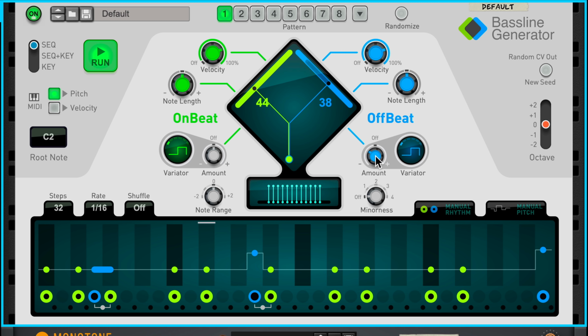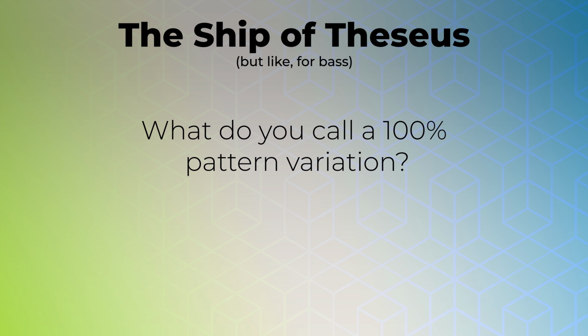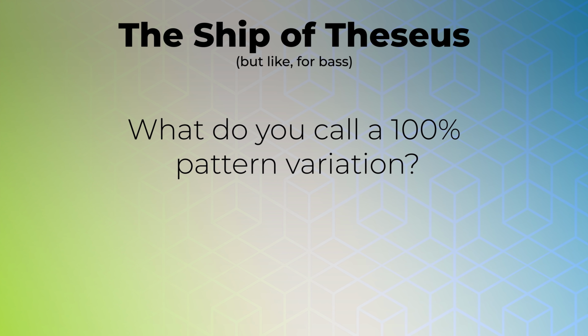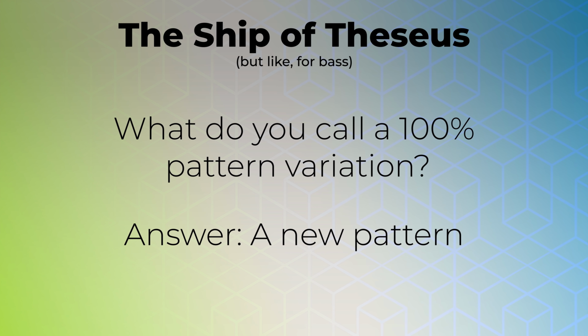Now, keen observers here might be noticing that it's only the back half of the sequence that's actually varying when I adjust the variator. And that's for the simple fact that a variation which varies the whole pattern isn't really a variation at all at that point. It's just a new pattern.